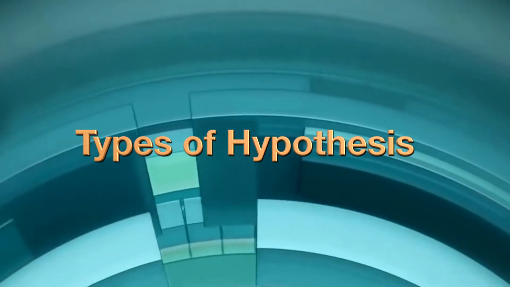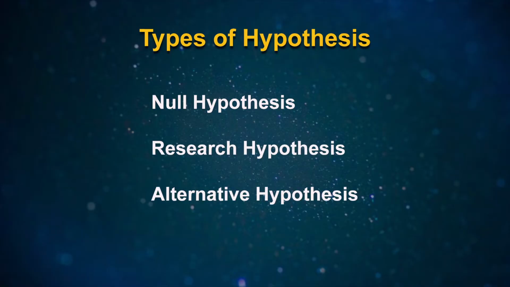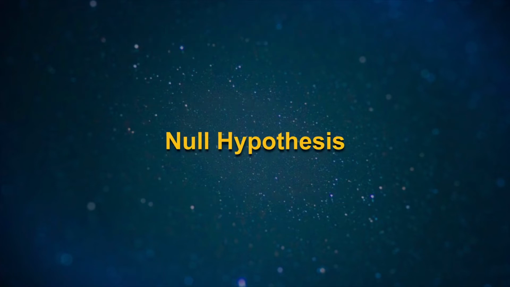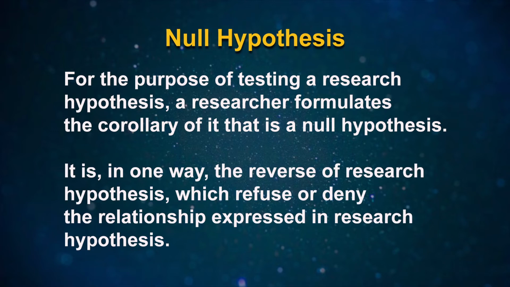The statement should be a concise statement of the association or relationship or difference that is expected. Types of hypothesis. For the purpose of testing statistical significance, hypotheses are classified as null hypothesis and research hypothesis or alternative hypothesis. Null hypothesis. For the purpose of testing a research hypothesis, a researcher formulates the corollary of it, that is a null hypothesis. It is in one way the reverse of research hypothesis, which refutes or denies the relationship expressed in the research hypothesis.